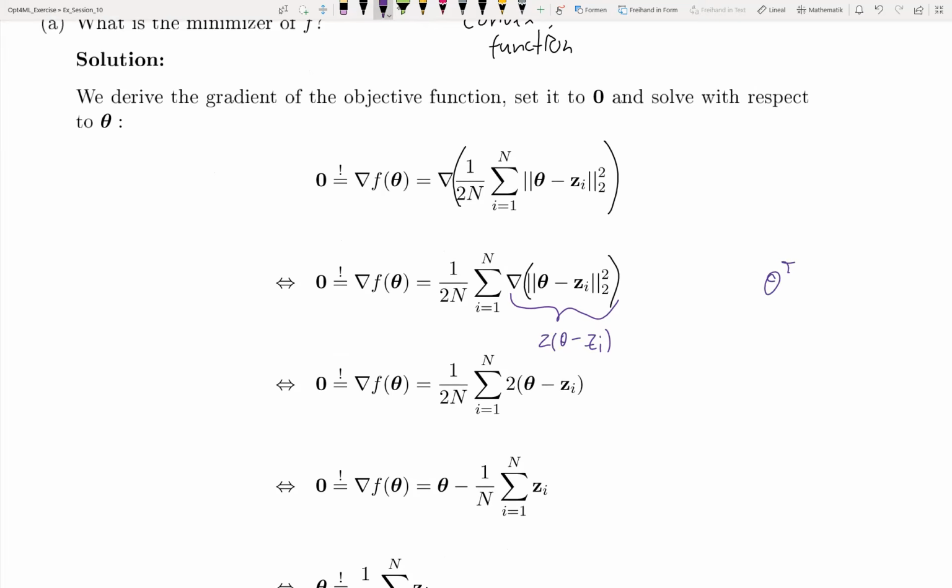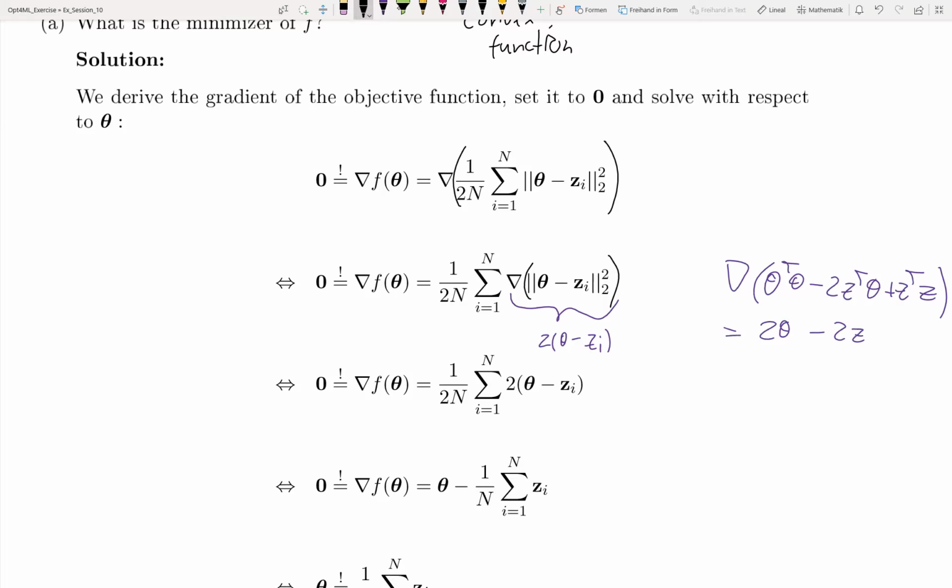Because again, if we write this out, we have this structure here, right? And of this thing, we want to compute the gradient. And here we know it's 2 times theta. Here it's minus 2 times z. And this is a constant with respect to theta. All right. Good.